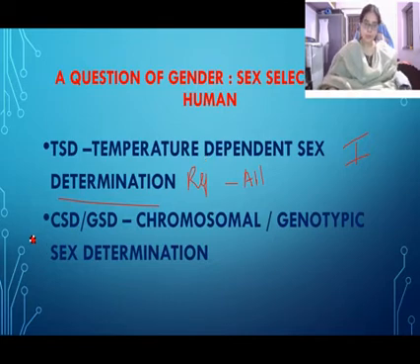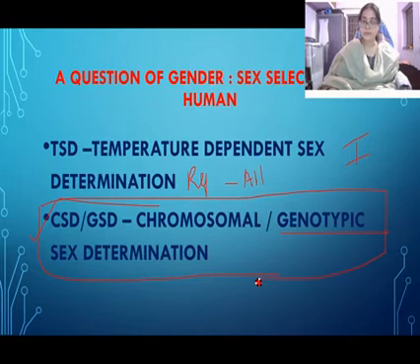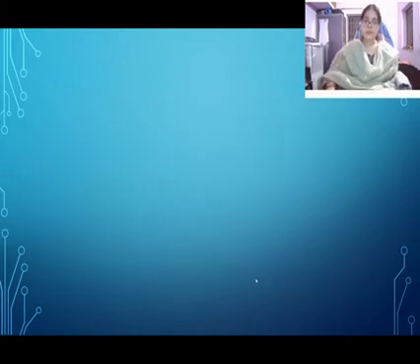The other one is chromosomal sex determination, or genotypic sex determination. This we are going to study in detail in today's class. So let's start.